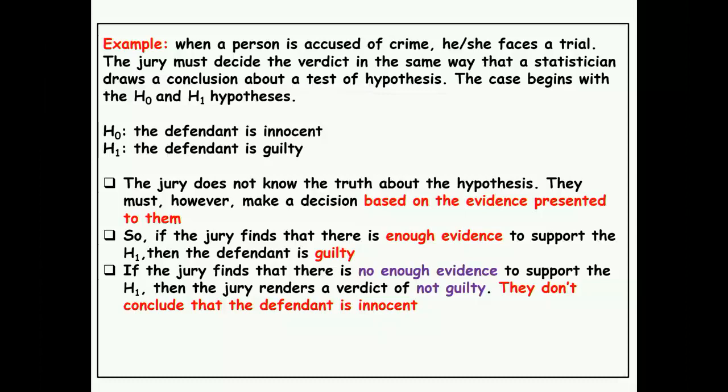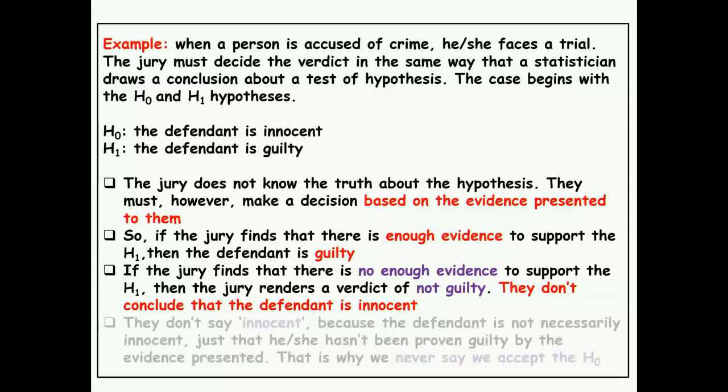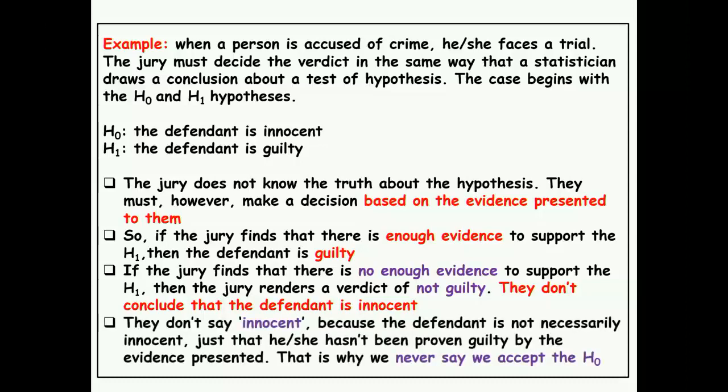Yeah, so they don't conclude that the defendant is innocent. What they say is not guilty. They don't say innocent because the defendant is not necessarily innocent, just that she hasn't been proven guilty by the evidence presented. That's why we never say accept the null hypothesis. We say we don't reject the null hypothesis.